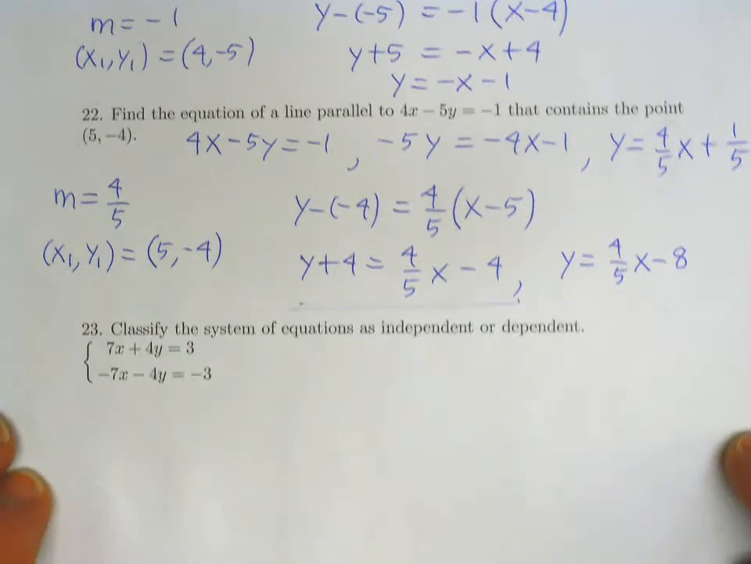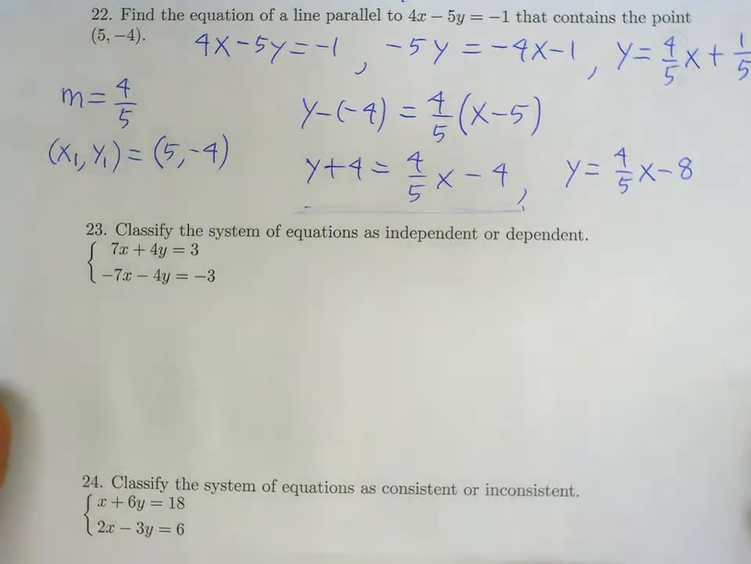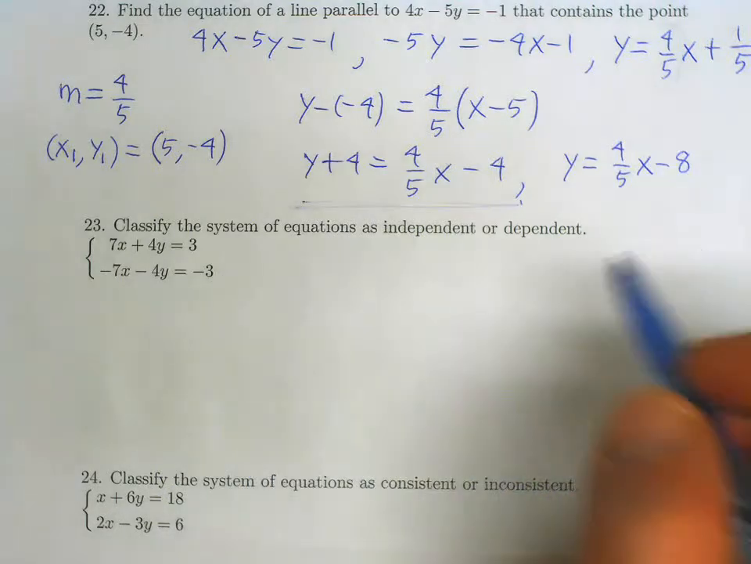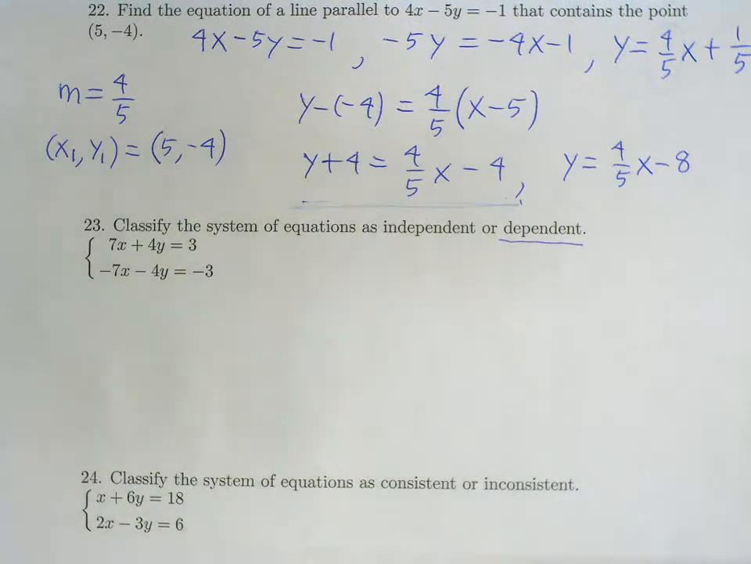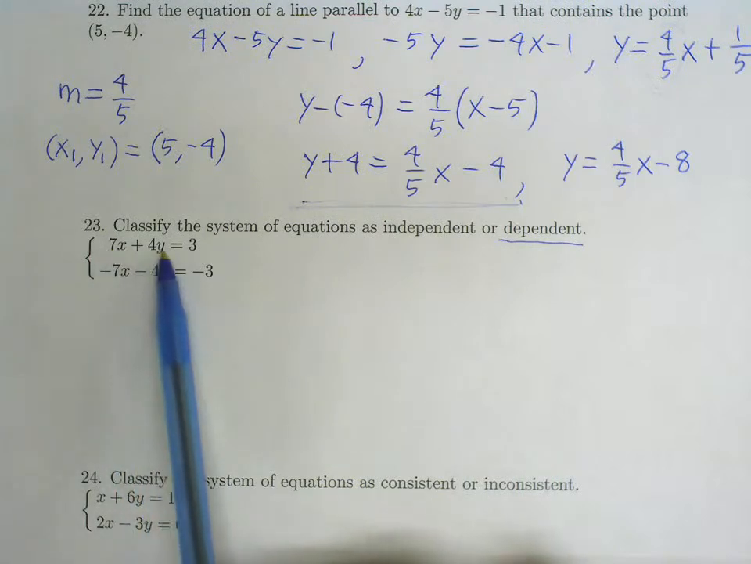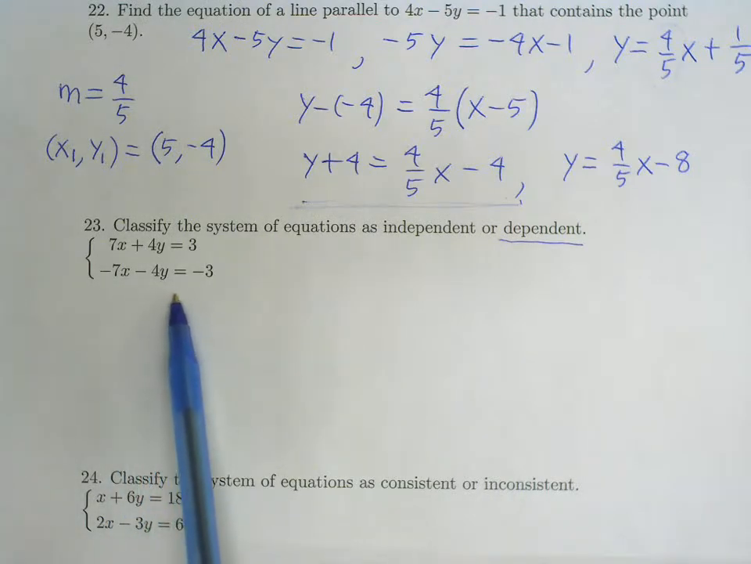Okay, the next problem, number 23, classify the system of equations as independent or dependent. Well, a system of two equations is called dependent if the two equations represent the same line. And that's what we have here. The line 7x plus 4y equals 3 is the exact same line as negative 7x minus 4y equals negative 3.